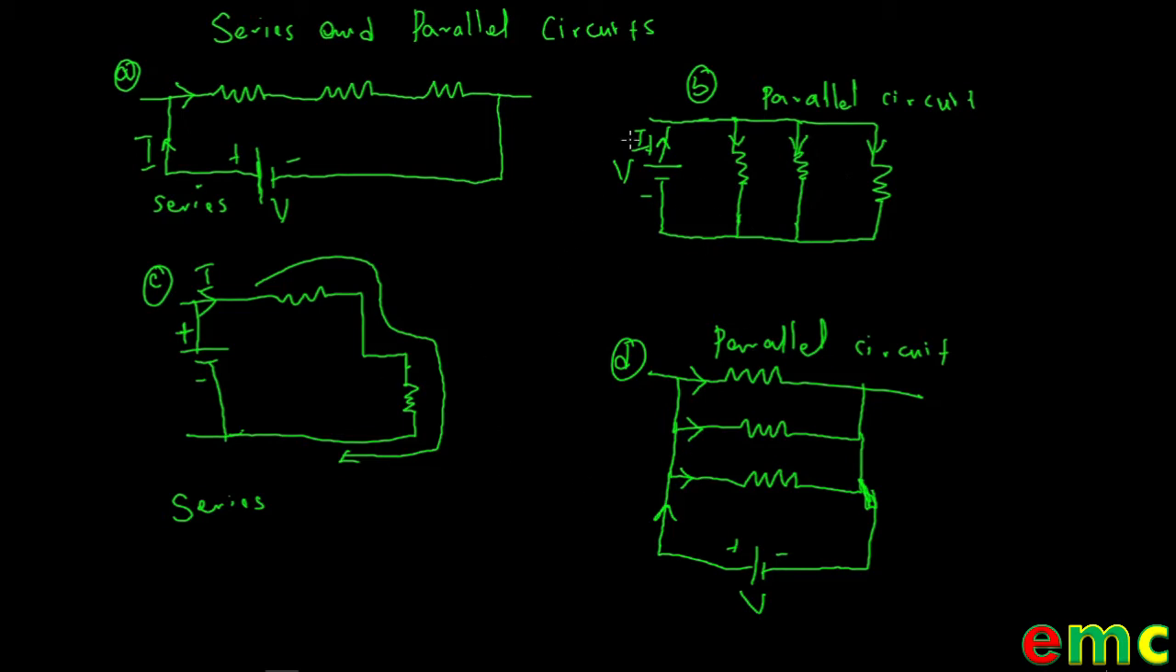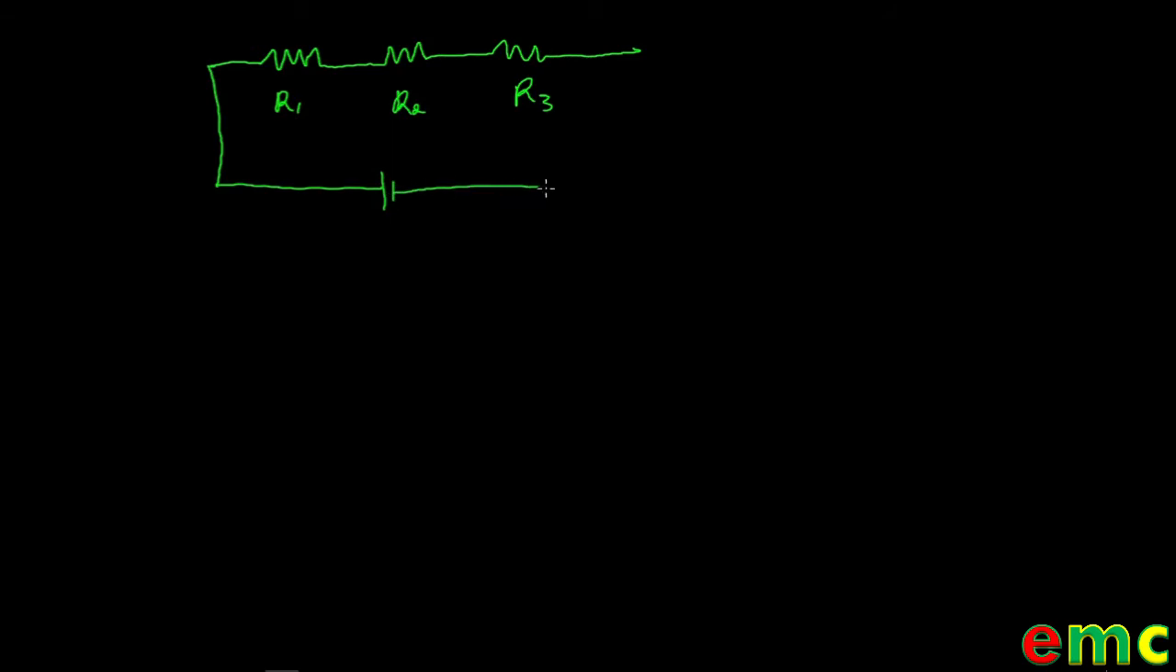Now let us consider a series circuit. Given a circuit in this form, if we name this R1 as the first resistor, this is R2 and this is R3. In this circuit, we have three resistors connected across a voltage source.